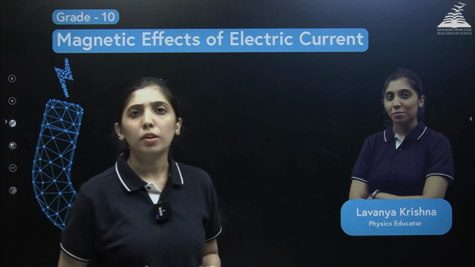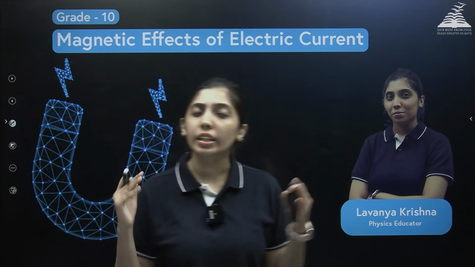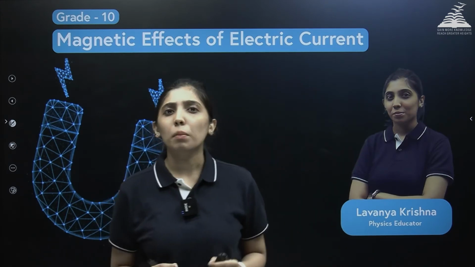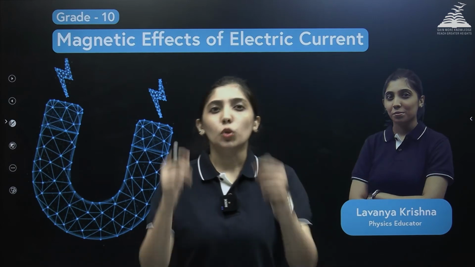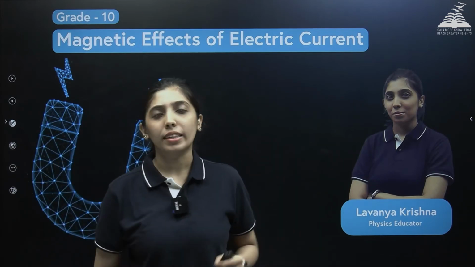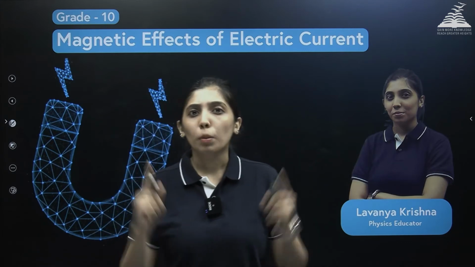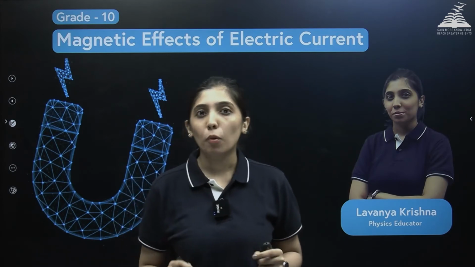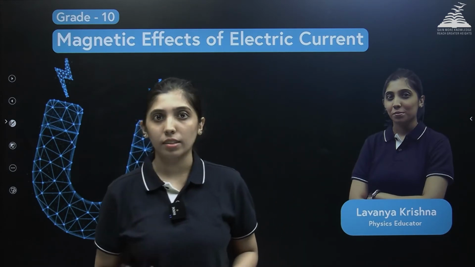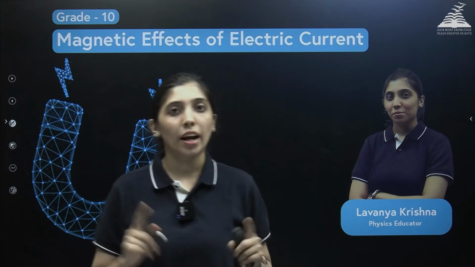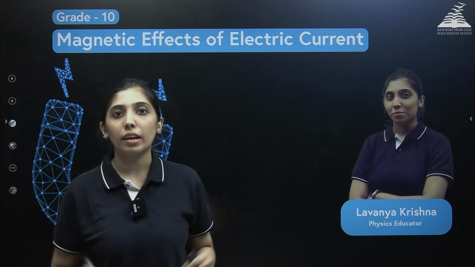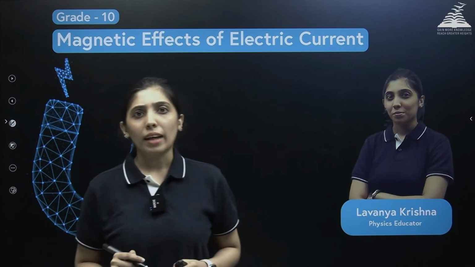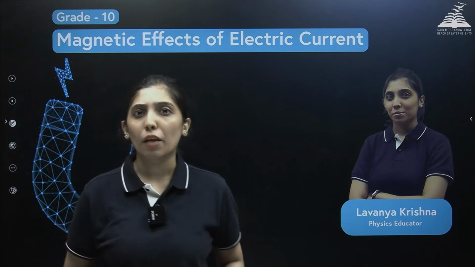Before we study this chapter, let's recall what we have studied in our previous classes. We have studied what a magnet is. It is a natural material which has the ability to attract or repel other magnetic substances, and also the poles. The magnet has the north pole and the south pole, and these poles can never be separated. That is, monopoles never exist, and also like poles repel each other and unlike poles attract each other. Knowing about these magnets, let's start our chapter, magnetic effects of electric current.